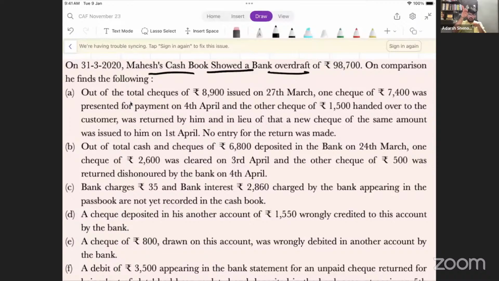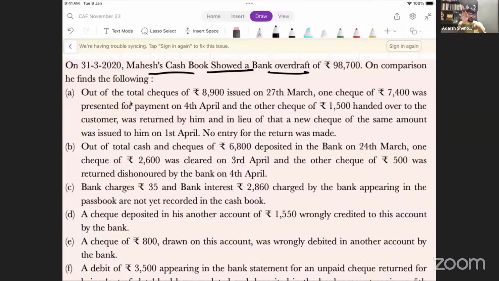Okay. In the cash book, it is reduced. So what should I do later in my accounting records? I should increase this also. I have to match it. That written transaction has to be reversed. But I did not do it. No entry for return was made yet. So it's not yet made.